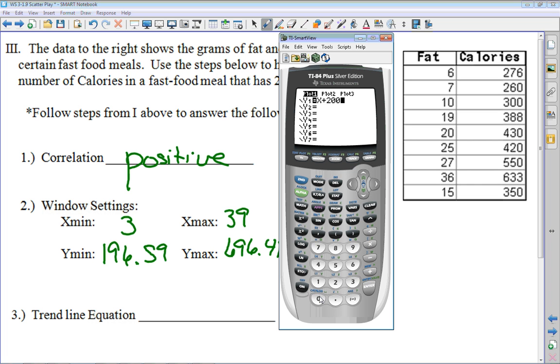Why am I trying 200? Just because I'm guessing. I just know I've got to get up there close. Oh, okay, not too bad. But look, my line is pretty flat. I need to make it steeper. How do you make it steeper? You make the slope larger. So let's try 5.